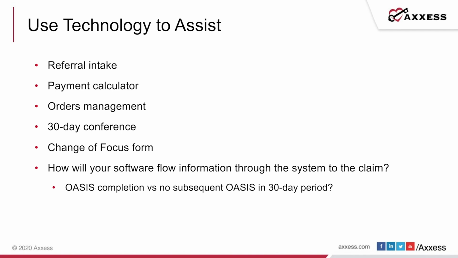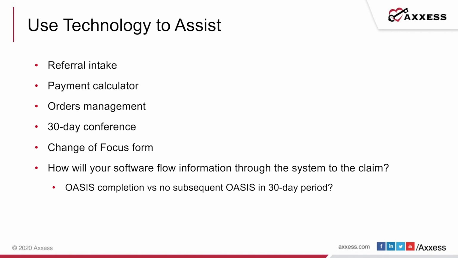Orders management is another huge deal under PDGM. We know that final billing, having to do that twice in a 60-day period, is going to impact our cash flow. And so we need to make sure that our orders are written timely, that they're sent timely, they're followed up, and that we get those orders back in time that we can bill that final bill soon after the 30th day has commenced.